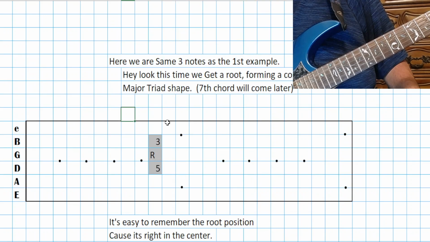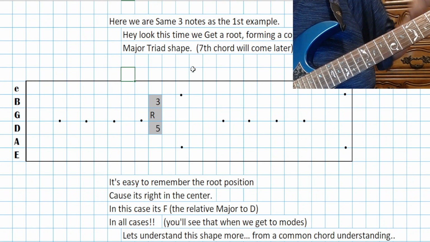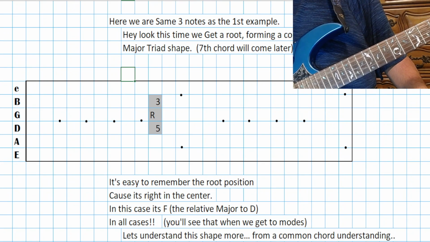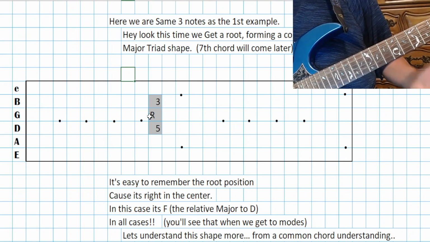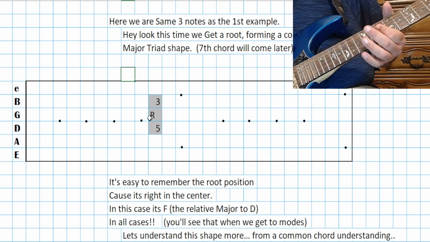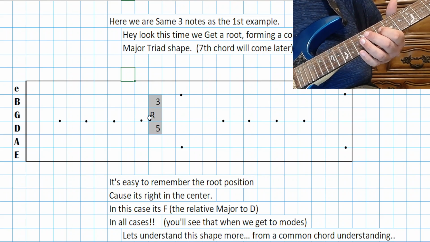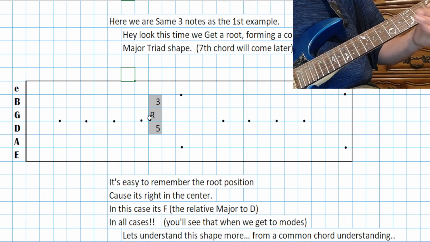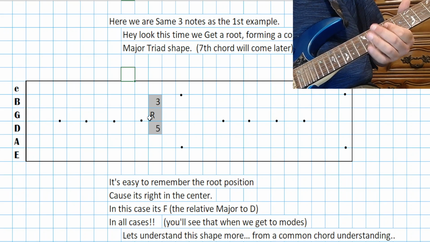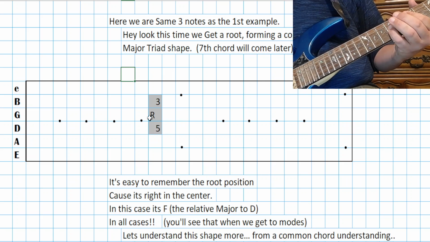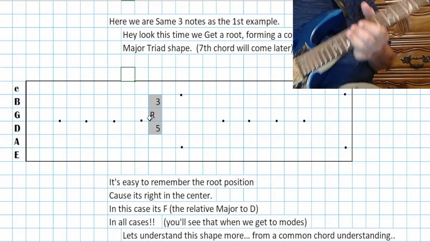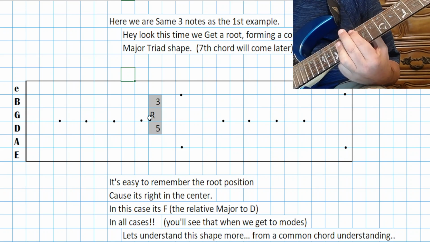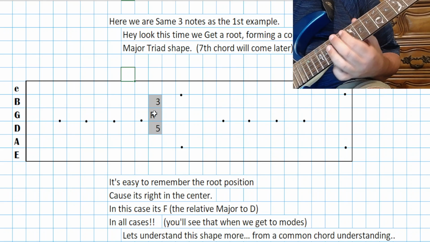But you don't need to have all that stuff memorized to make some of these sounds. So here we have the same 3 notes as in the first example, and we can see that the root is in the center. So it becomes easier to identify. So if we want that's a C, D, E, F, G, A.